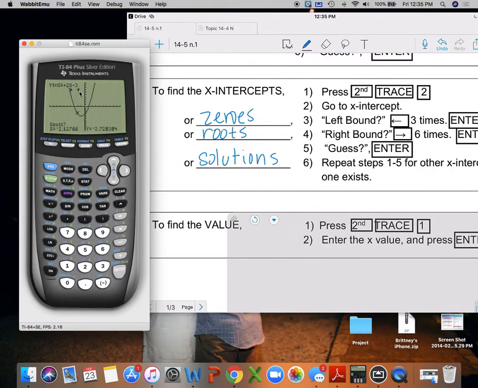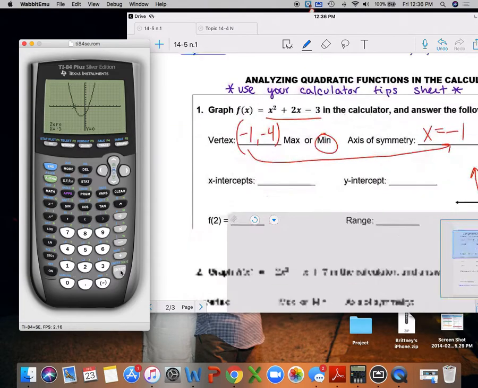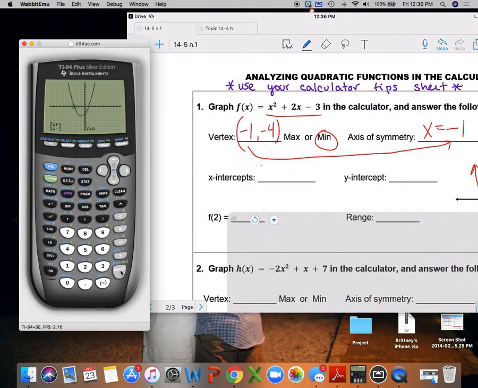Notice again, we have these arrows. These arrows should be on either side of my x-intercept. The x-intercept that I'm referencing, I will put my cursor on so you can see my arrows are on either side. So if they're not on either side, then you've made a mistake. Now you don't have to move the cursor after you click right bound. You can just click enter for guess, and it will tell you that your 0 is at -3, 0. So this one will even tell you the points of like where the 0 needs to go.